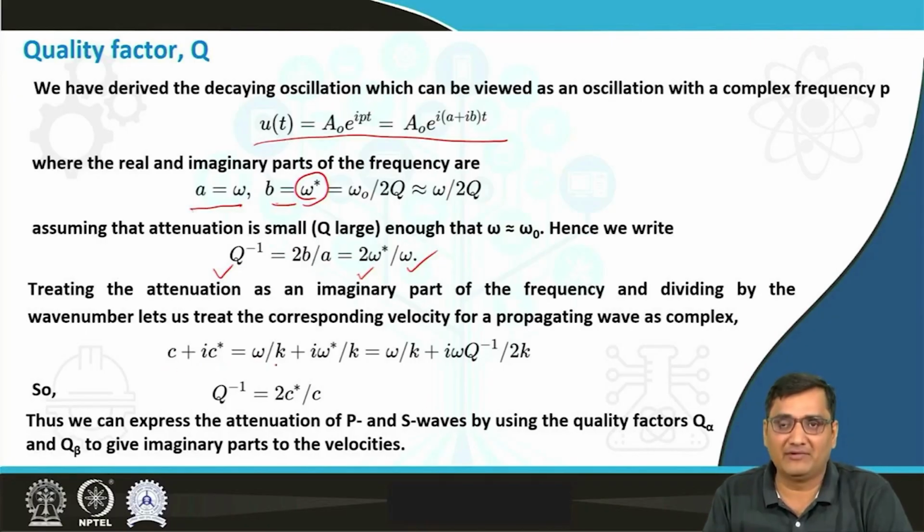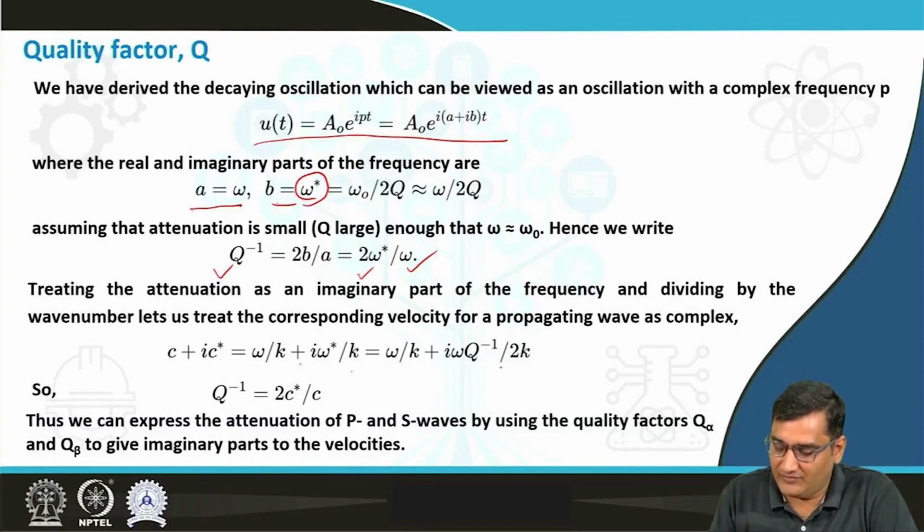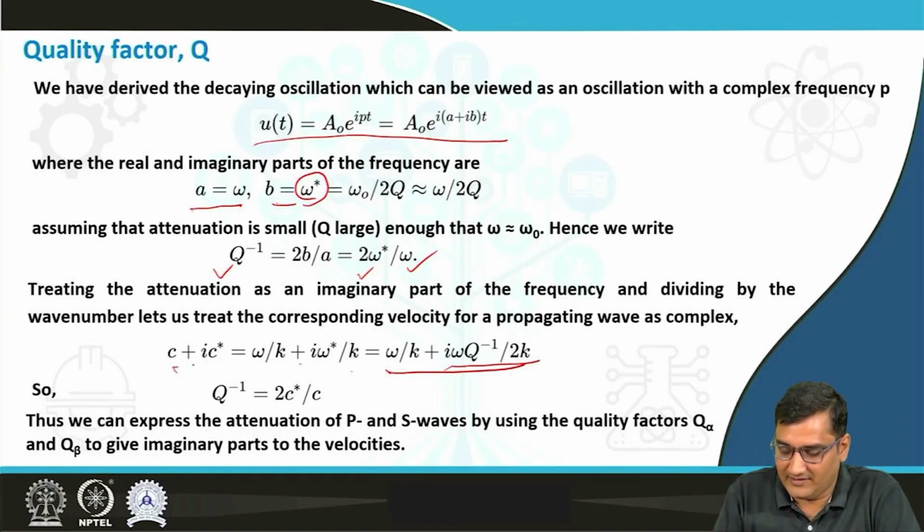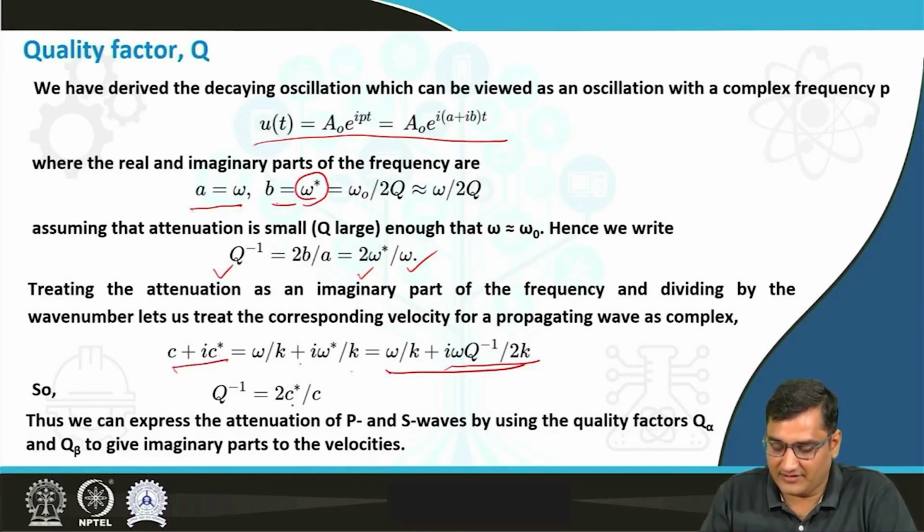C is equal to omega by k, so C star will naturally be omega star by k. So C is omega by k plus iota omega star by k, that is equal to omega by k plus iota omega Q inverse by 2k. So when we calculate the value of Q inverse here, that will be basically 2C star by C. You can compare this with this. So what you will get: Q inverse is equal to 2C star by C.